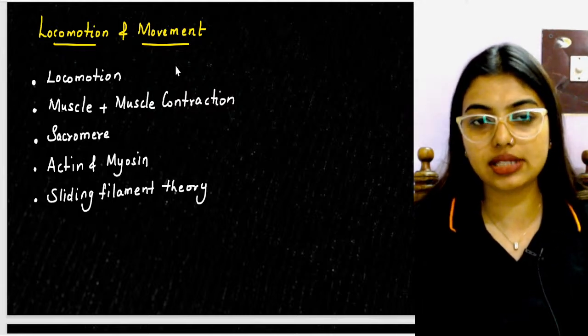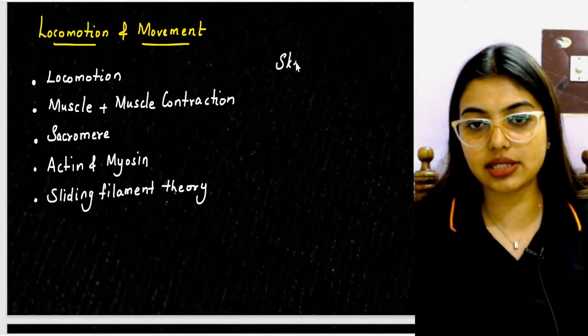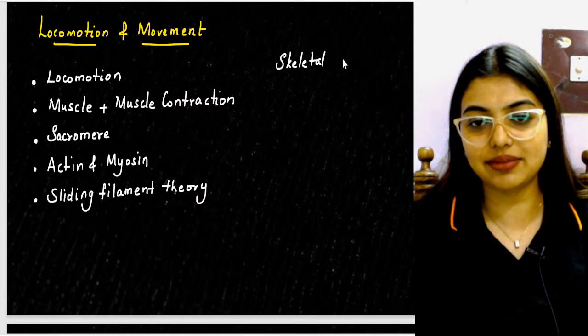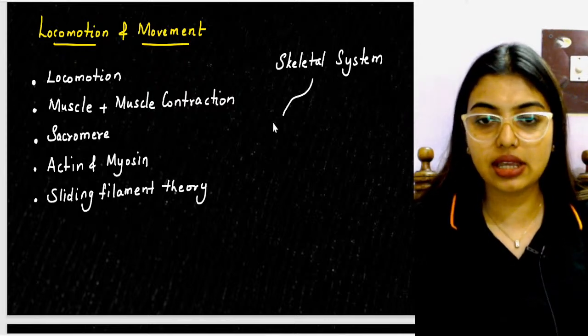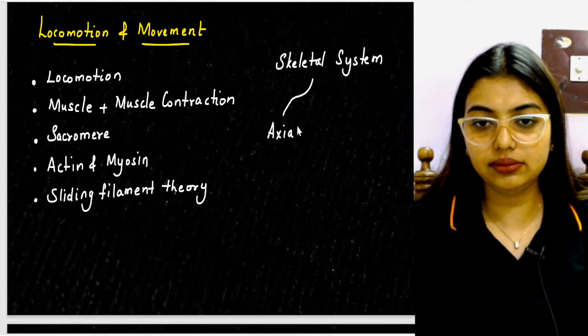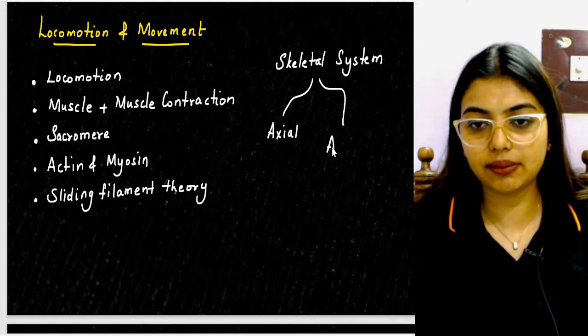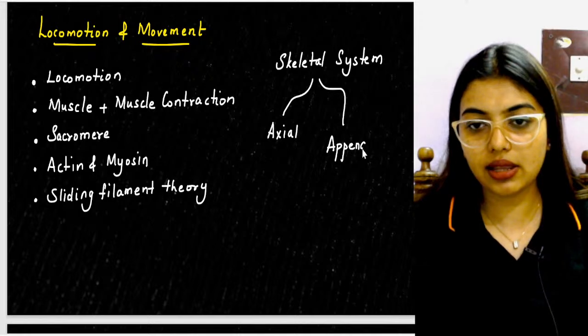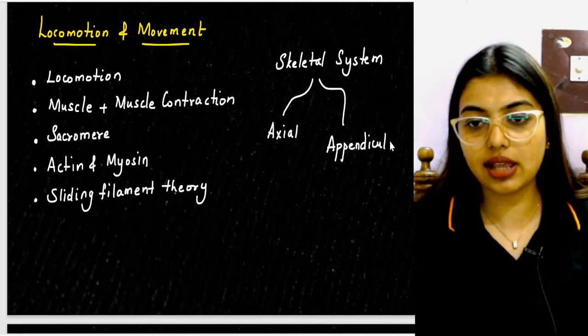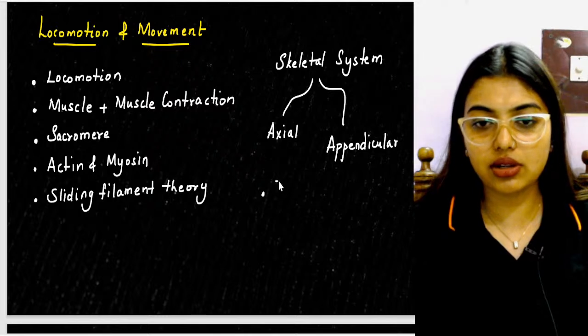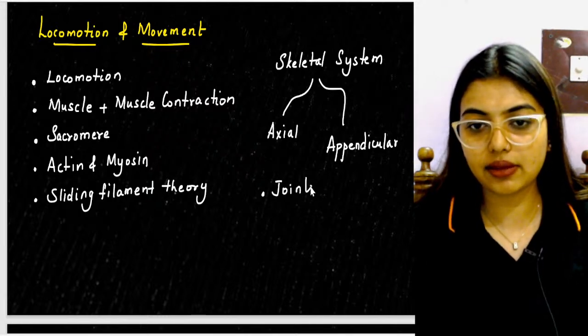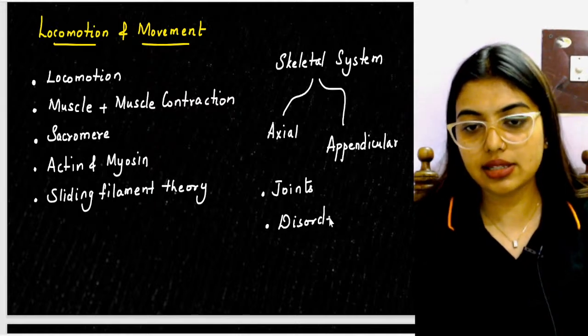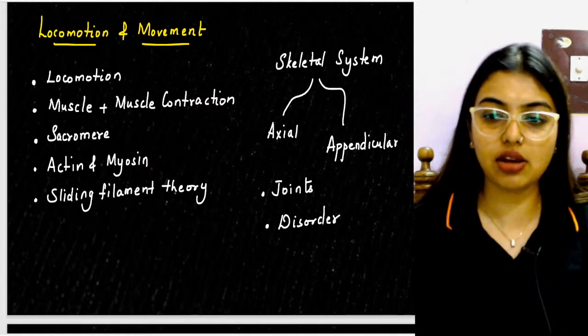the second part of this chapter is going to be the skeletal system. In this, you have two main parts: axial and appendicular. And then you have disorders, and then boom, done. You learn about the joints, and then you learn about the disorders. This is how much this chapter is. Let's see how much we can do today. The rest we will do tomorrow.